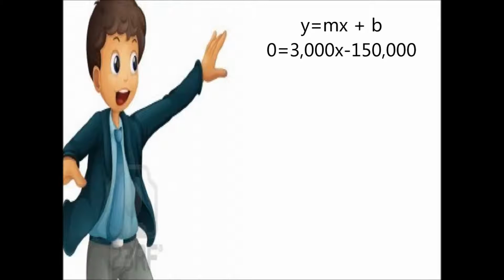You will then add 150,000 to both sides, giving you 150,000 equals 3,000x. You then divide both sides by 3,000, giving you x equals 50. This means they would have to sell 50 cars before Timmy breaks even.